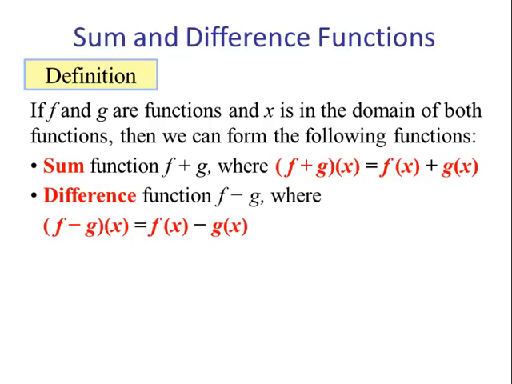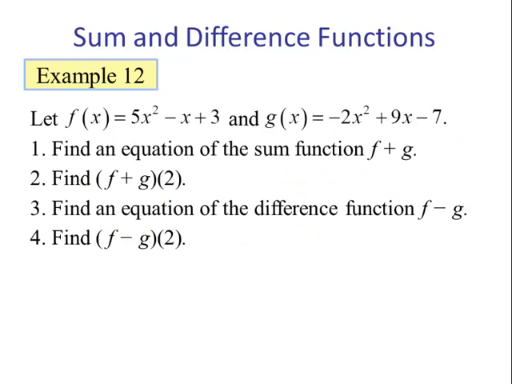And again, the idea is essentially the same. We take one function, we subtract another function, and we get a new function called the difference function. Example 12. Let f of x equal 5x squared minus x plus 3, and g of x equals negative 2x squared plus 9x minus 7. Number 1. Find an equation of the sum function f plus g. Number 2. Find f plus g of 2. Number 3. Find an equation of the difference function f minus g. And number 4. Find f minus g of 2.